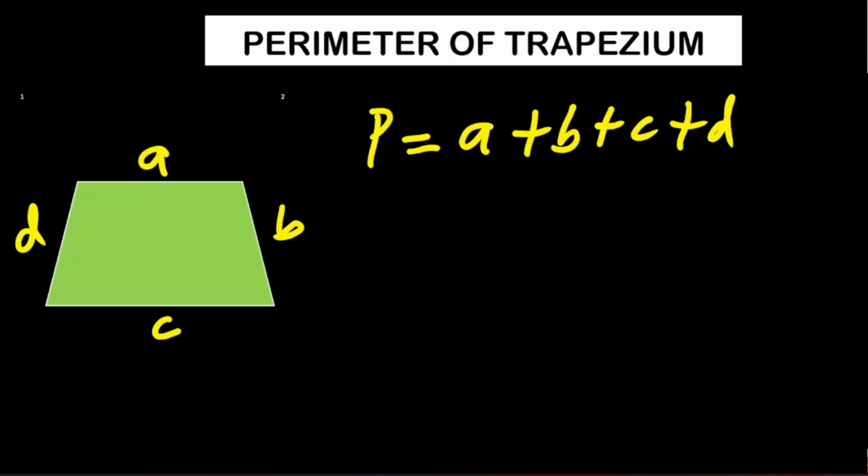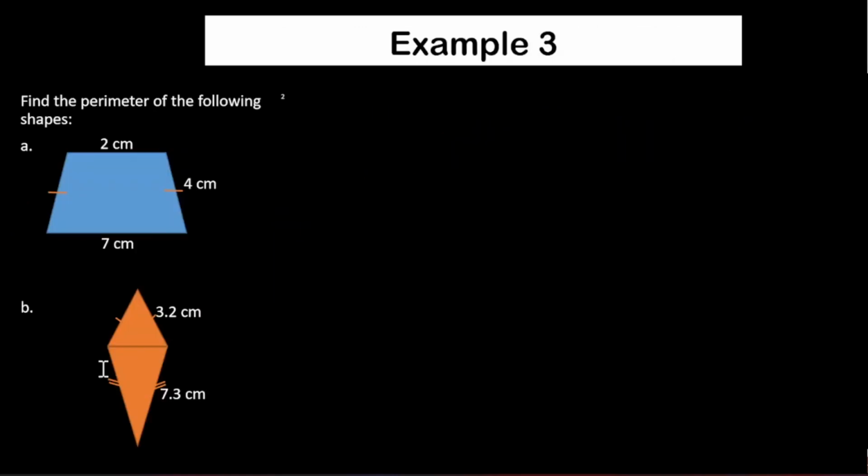So we look at another example now before we proceed. Find the perimeter of the following shapes. You can see the shape we have there is a trapezium. The first one is a trapezium, while the second one is a kite. Kite is also a plane shape.